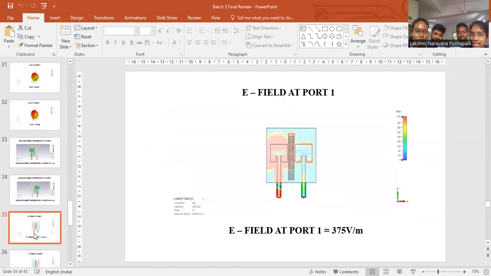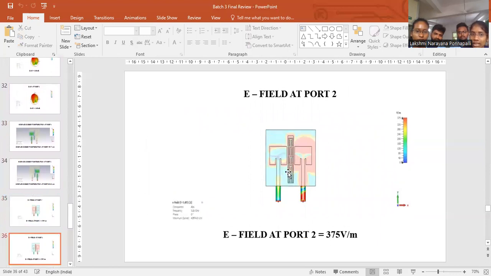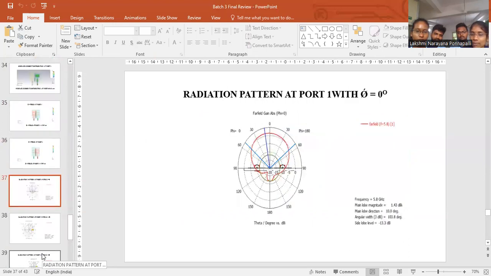These are the E fields. E field patterns at port 1 and port 2. This is the E field at port 1, and this one is the E field pattern at port 2. These are the radiation patterns we obtained at port 1 and port 2 with an angle of theta equal to 0 degrees and theta equal to 90 degrees.